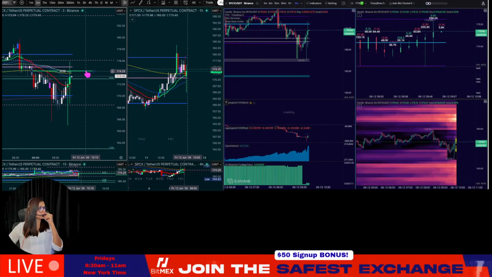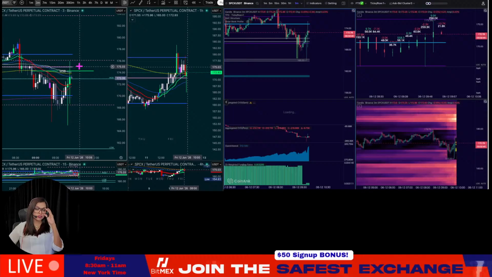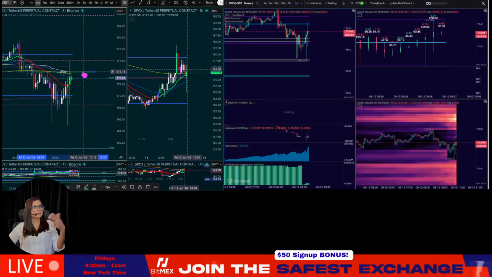So if this MSB, market structure break, breaks with a body candle, a full body candle, then it is a valid market structure break. Right now, it's a wick break, so that is not valid. That is not considered a market structure break. That is a fake market structure break. So we're waiting for full body, all right?